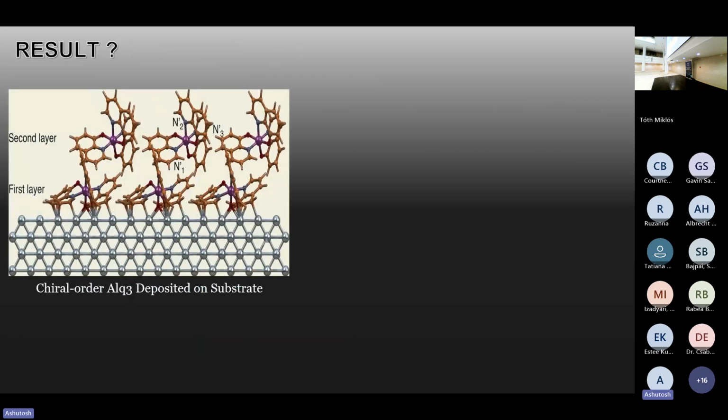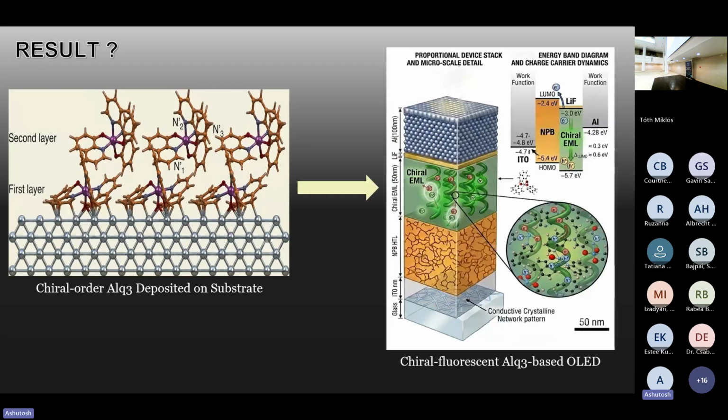So what is the result? The result is, as you can see on your screen, a helical type pattern where not layer by layer, but a helical type pattern grows. If we talk about the overall molecular packing, it shows some chiral nature. And with this, we can create a chiral OLED where the central emissive layer is chiral. The central layer is AlQ3 and it's chiral. So electrons and holes are moving through the molecules. They experience a certain degree of spin selectivity.